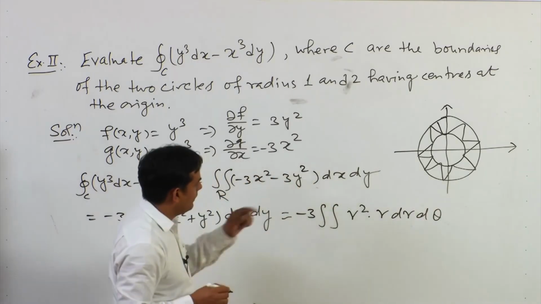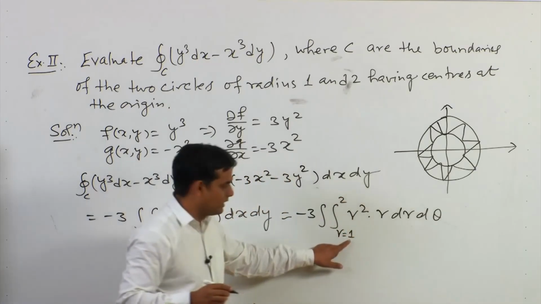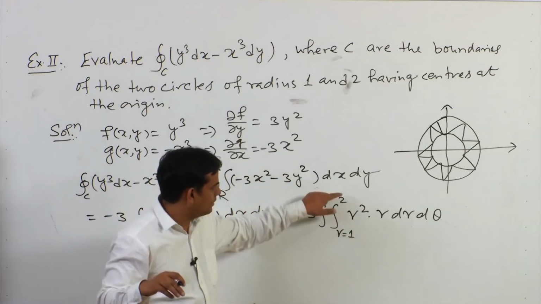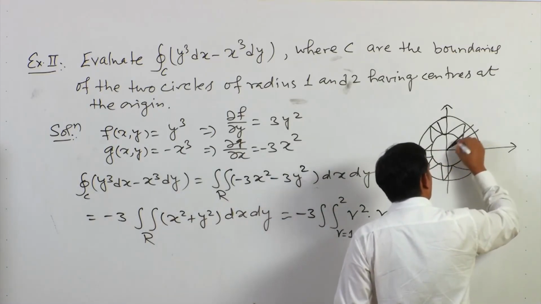and now the limits for r are from 1 to 2, that is from the boundary of the inner circle to the boundary of the outer circle. I will take a radial strip like this.